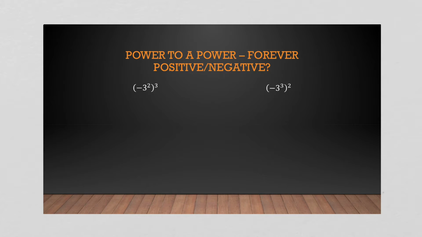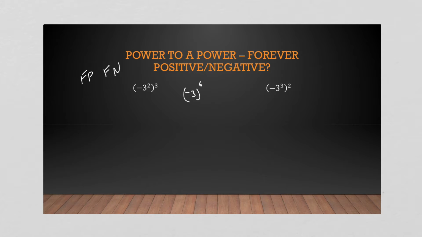So for power to a power, it's a little bit more confusing when you're asking that forever positive or forever negative question. Because we know from the full lesson, we'll talk about it a little bit further, you would multiply your exponents together. So in that case, 2 times 3 is 6. And then 6 is an even number. So people might be thinking, well, I have an even exponent and it's in brackets. It's got to be positive.